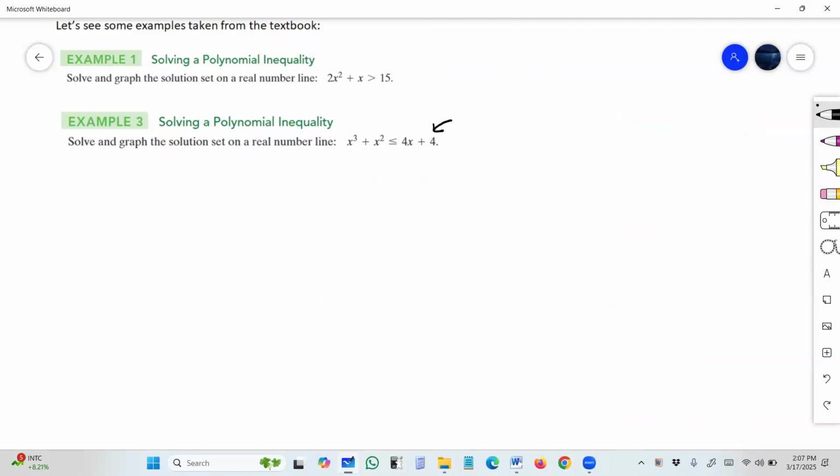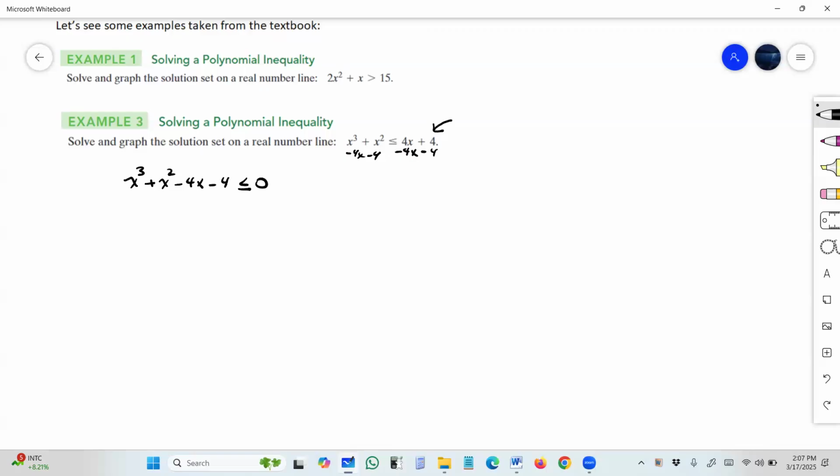So again, first step is to make the polynomial equal to 0. So I need to subtract 4x, and subtract 4 on both sides. So I'm going to end up with x cubed plus x squared minus 4x minus 4 less than or equal to 0.